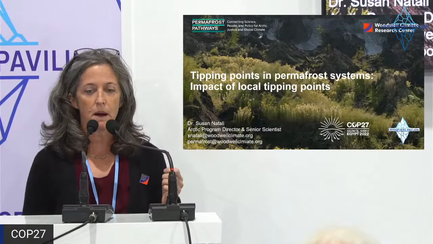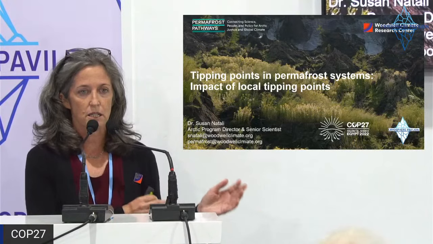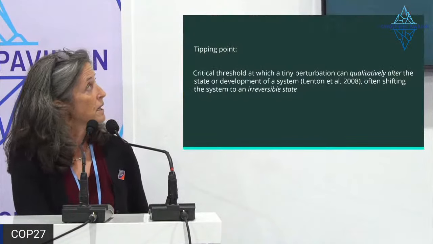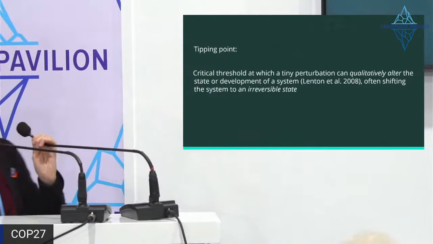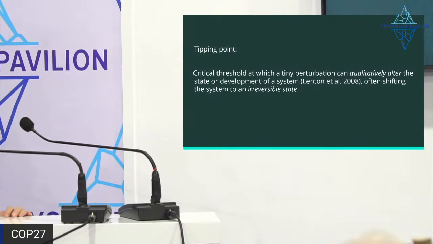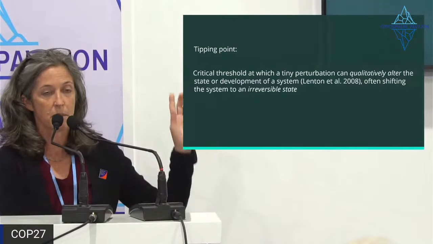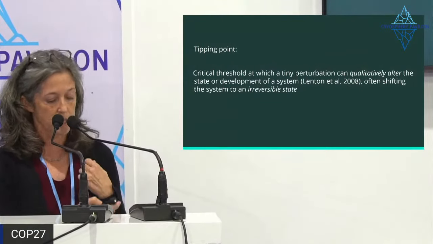I'm not going to be talking about tipping points in the climate system, which is what the two previous presentations were about. I'm talking more generally about local tipping points. So I have a different definition for tipping point: a critical threshold at which a tiny perturbation can qualitatively alter the state or development of a system, often shifting the system to an irreversible state. So it's this qualitative change. A climate tipping point in the climate system is quite different than a tipping point at the local scale. And that's what I'll be focusing on today.